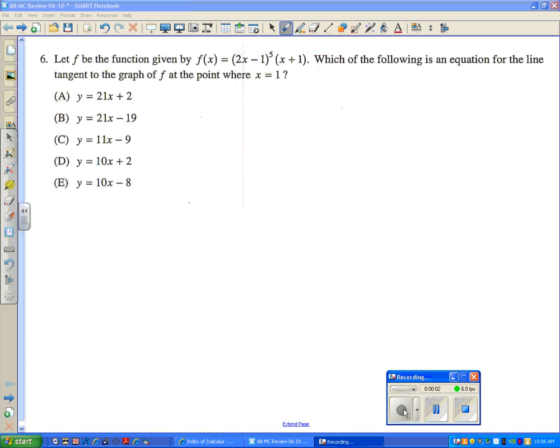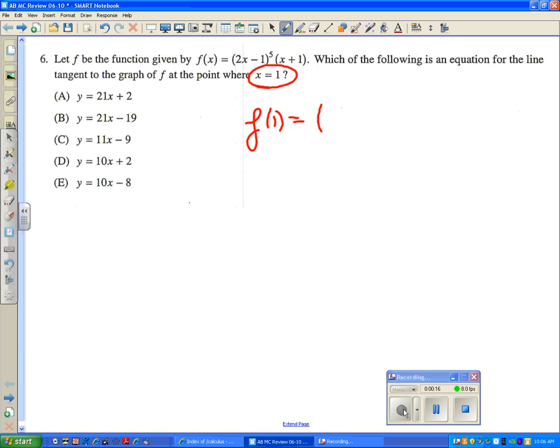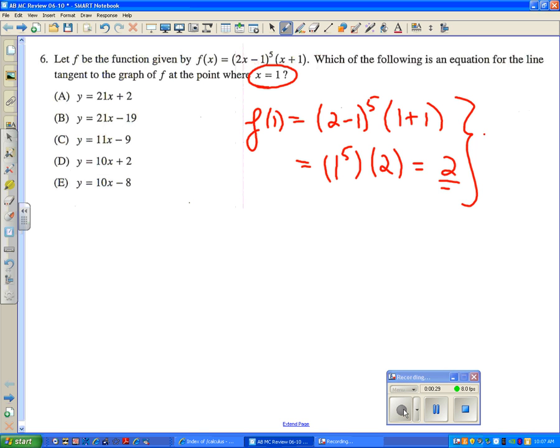In this particular problem, we're looking for the equation of a tangent line, and we need a point and a slope. We can quickly determine where the point is by taking f of 1, which would be 2 minus 1 raised to the 5th times 1 plus 1. That is 1 to the 5th times 2, which will be 2. So we have a point at (1, 2).